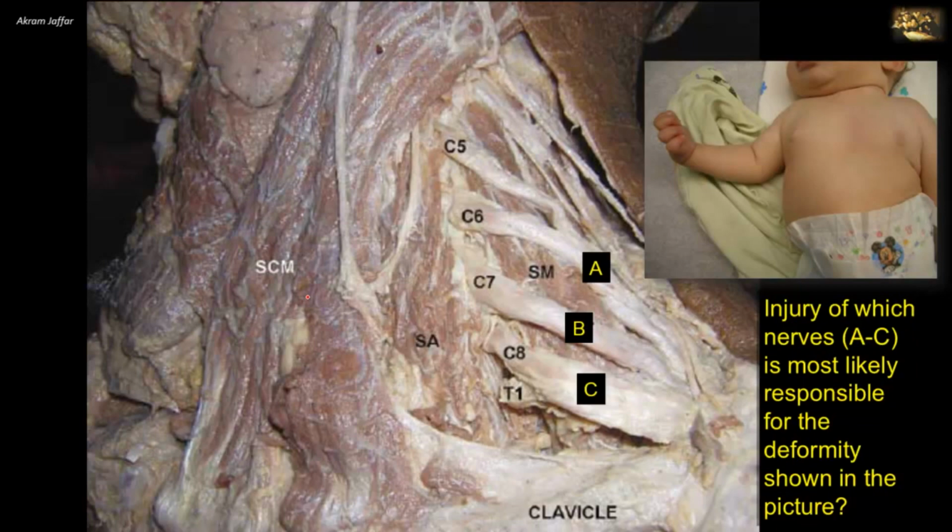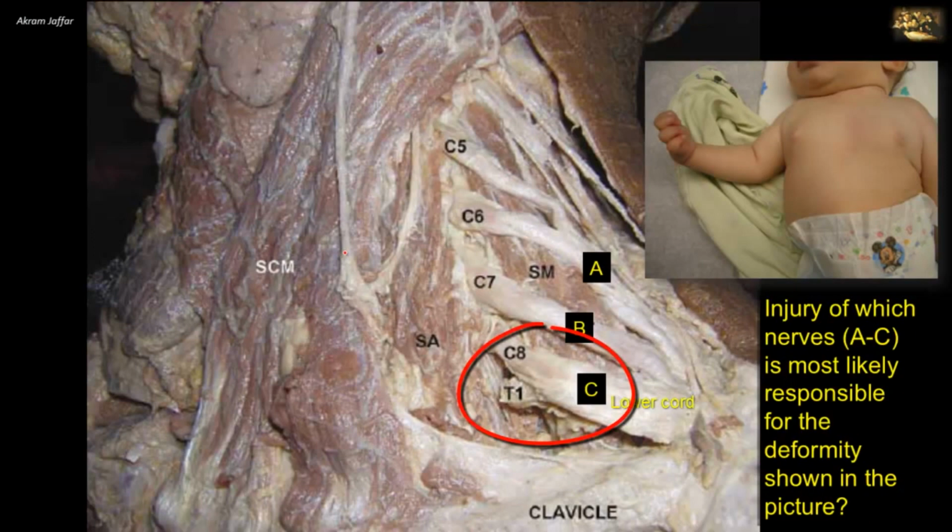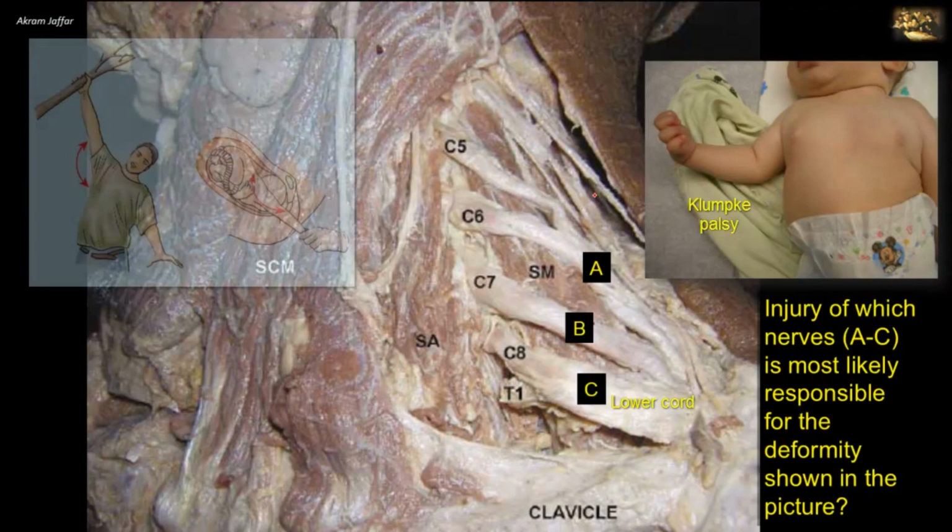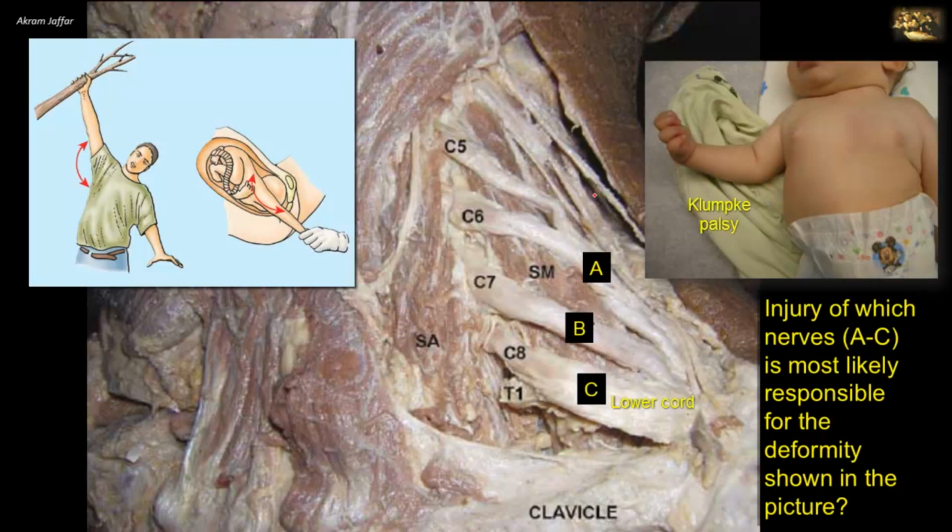Injury of which nerves A to C is most likely responsible for the deformity shown in the picture? The deformity is produced by a lower brachial plexus injury. It is less common than upper brachial plexus injuries, and it is also called Klumpke palsy. This results from excessive abduction of the arm during labor, as in this case of a newborn. Excessive abduction of the arm may also occur when a person falls from a height, grasping something to save himself.